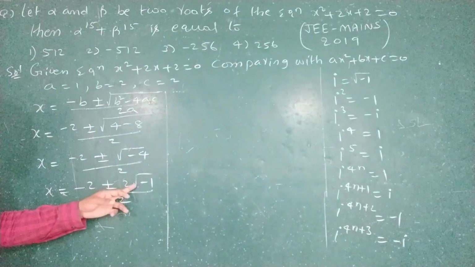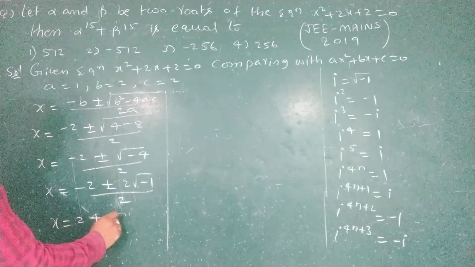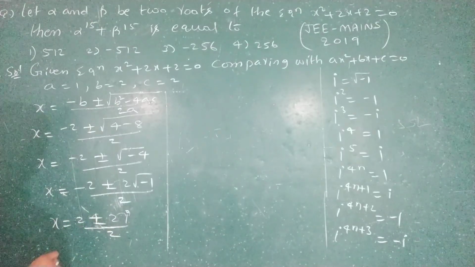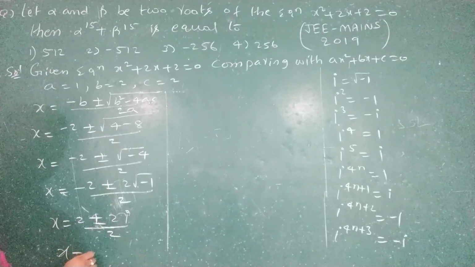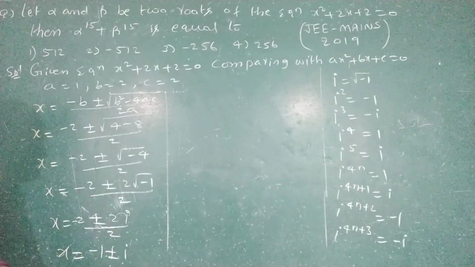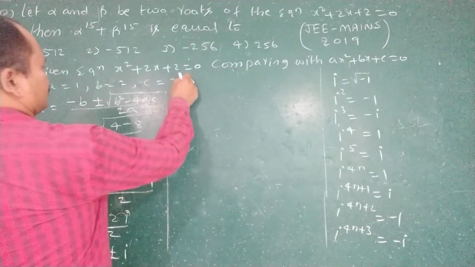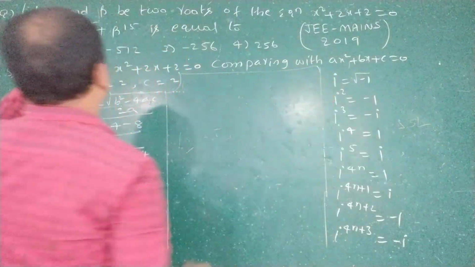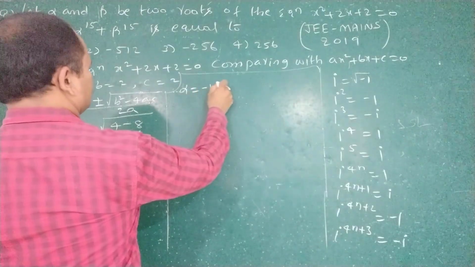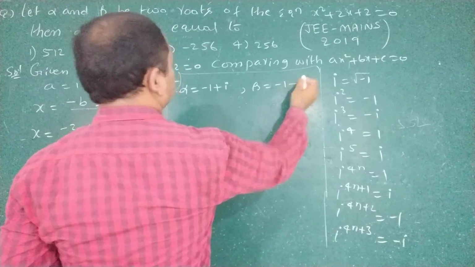So here root minus 1 is nothing but i. That's why x is equal to minus 2 plus or minus 2i by 2. The 2 is common and gets cancelled, then x is equal to minus 1 plus or minus i. It represents two roots. From the given condition, alpha and beta are the roots. Take alpha is equal to minus 1 plus i and beta is equal to minus 1 minus i.